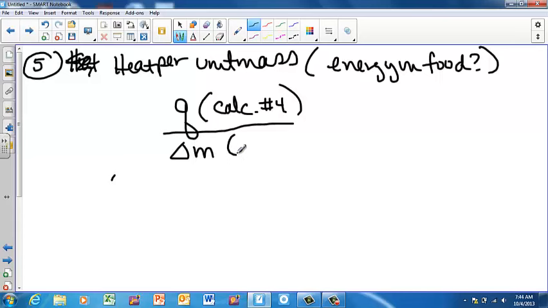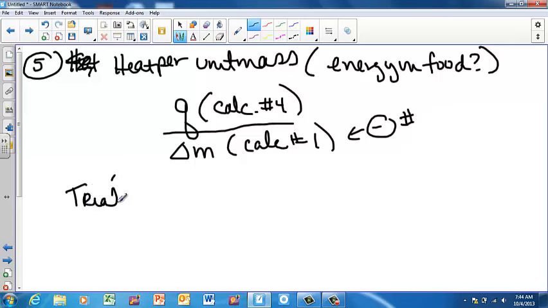In order to do this, all that you have to do, heat per unit mass, well, we've already found Q for every single trial. This was your answer to calculation number 4. You also have the change in mass, which was your calculation from number 1. Now, remember, you most likely have had a negative number for your change in mass. And this is where it's going to be okay. You're going to do your math here for trial 1, however many trials again, trial 2, trial 3, trial 4, etc. It's all going to be there.